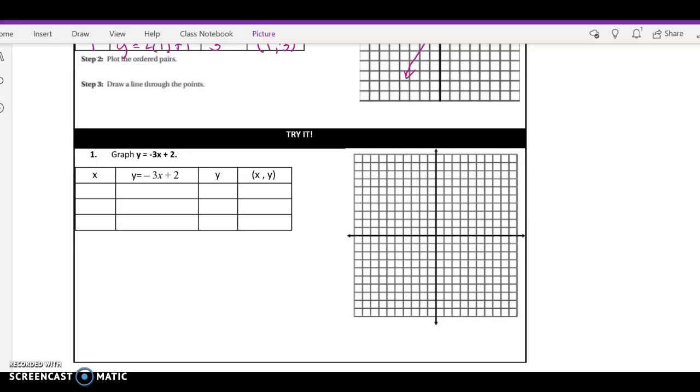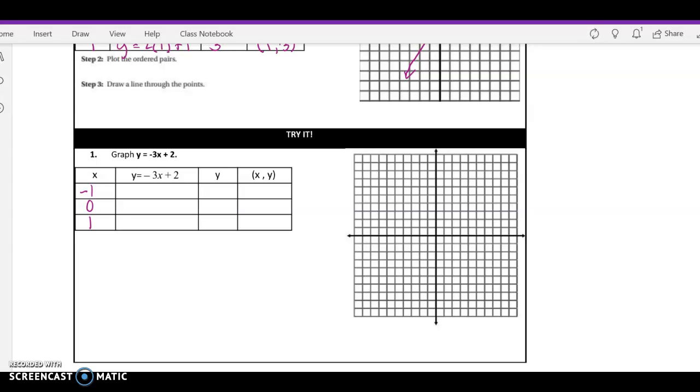Okay, so typically we plug in -1, 0, and 1. You could also do 1, 0, 1, 2, really any numbers. We like to see if it goes through the axis because that'll tell us if it's proportional or if it goes through the origin. I'm sorry, so 0, 0. So typically we like to have 0 in there.